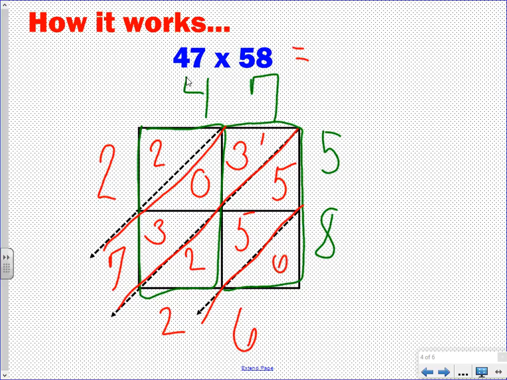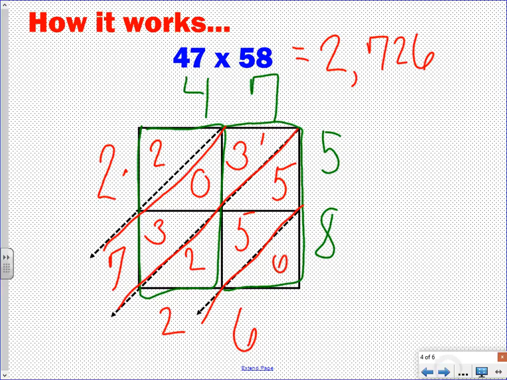These numbers outside of your box make up your number. You're going to start at the top of your box, and that's going to be your first number. So it's going to be 2,726 for our answer.